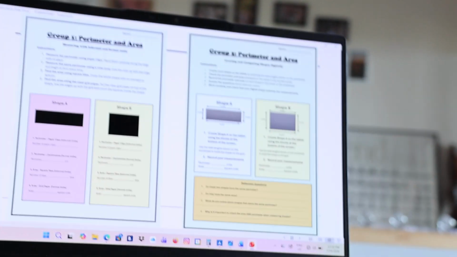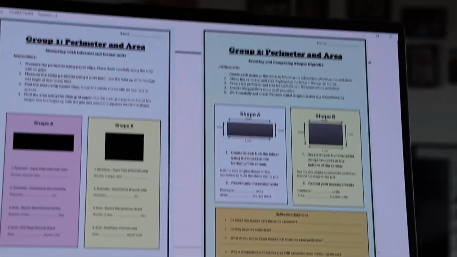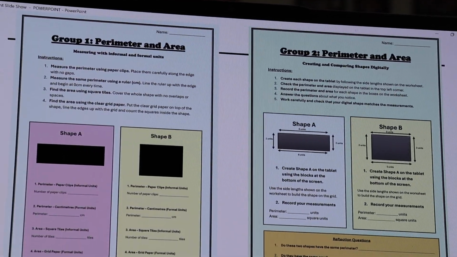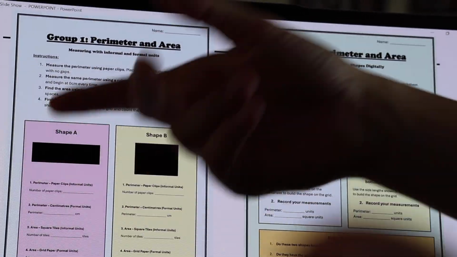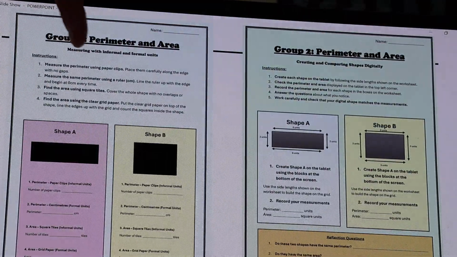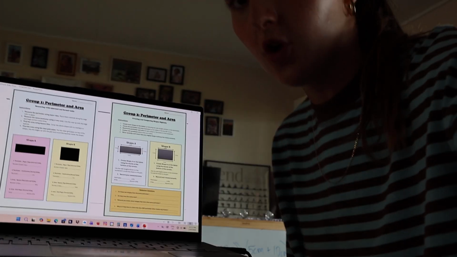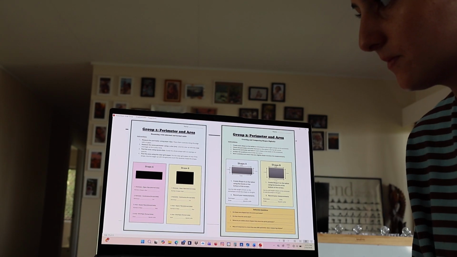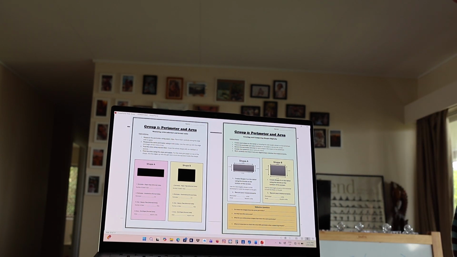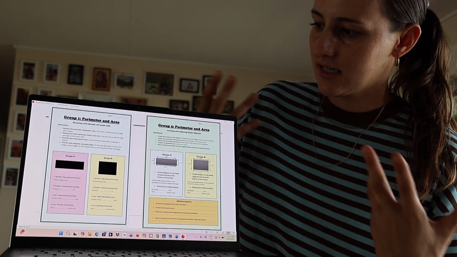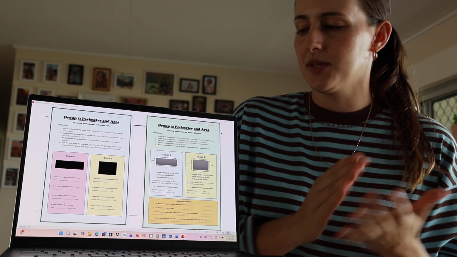So, what the kids will now be doing is they've got 2 worksheets. Group 1, as I explained, will be finding the perimeter using paper clips and using a ruler, and that just teaches them how to do informal and formal measurements, like with the units. And then they'll be doing the same for the area, and that's basically just to get them familiar with finding the perimeter and recording that information and doing the calculations to add up the sides.